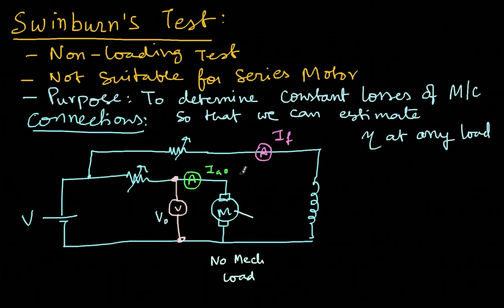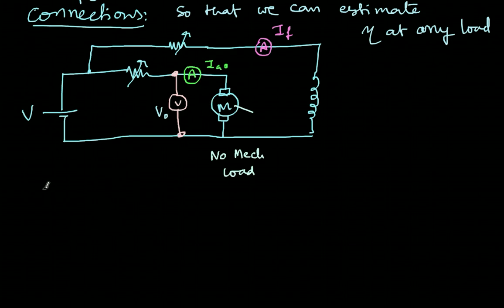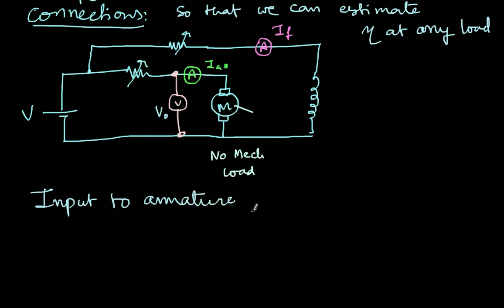So let's look at what is the input going to the motor. So the input going to the motor is nothing but just input to the armature only. Input to armature. Since you are measuring these two, I can directly find that that is VA. Let's call this as VA, and then IA naught.